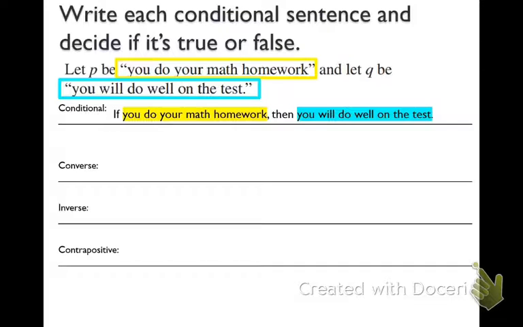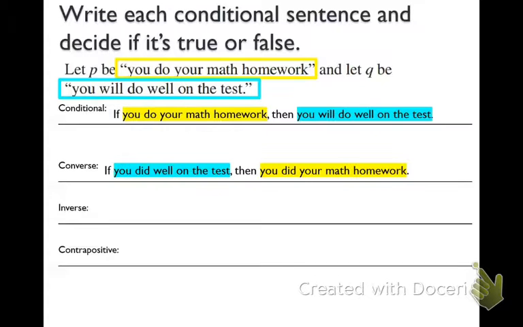Okay. The next one with a converse, what's going to come first, hypothesis or conclusion? Conclusion, and then the hypothesis. Do I switch the words if and then? No. I still start with if, so my sentence would look like: if you do well on the test, then you did your math homework. So if you did well on the test, then you did your math homework. You could also say do and do, but I would not say if you will do well on the test. That doesn't make sense. So you can always change the verb tense, if necessary.